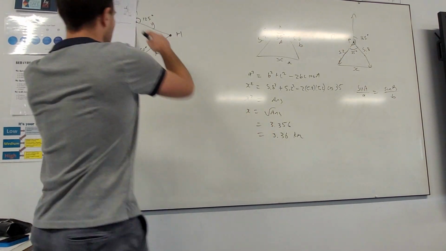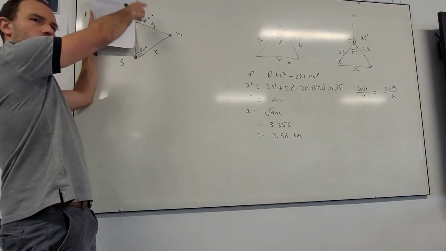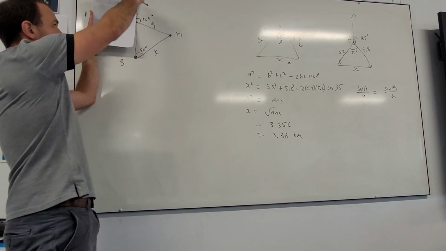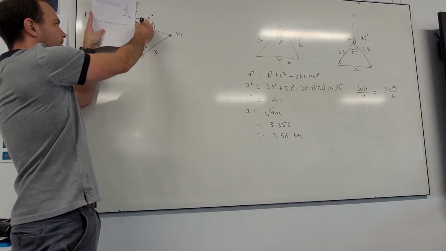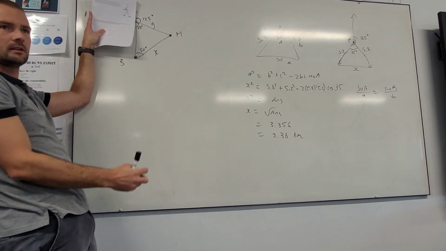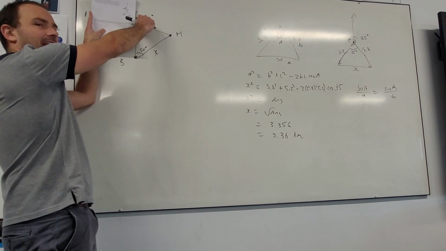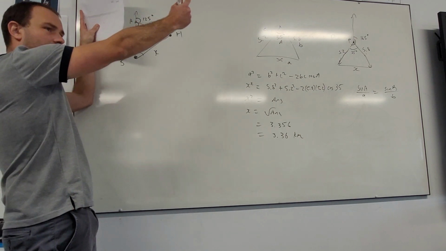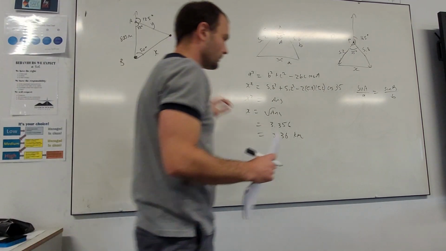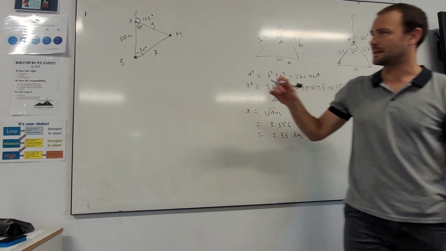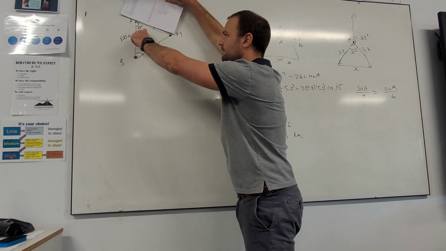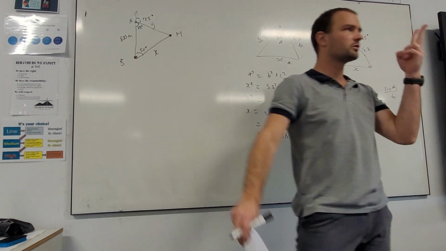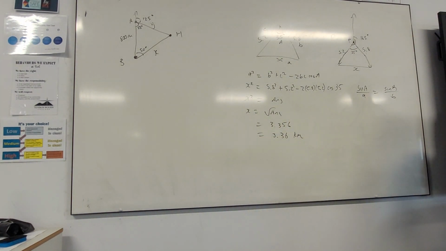But this is a straight line, and we know a straight line is 180 degrees. And so this angle here has to be 55 degrees, so that together they add up to 180 degrees. Very good. Then we can abstract that triangle now. We've got 2 angles and 2 sides. Which rule do we use? The sine rule.